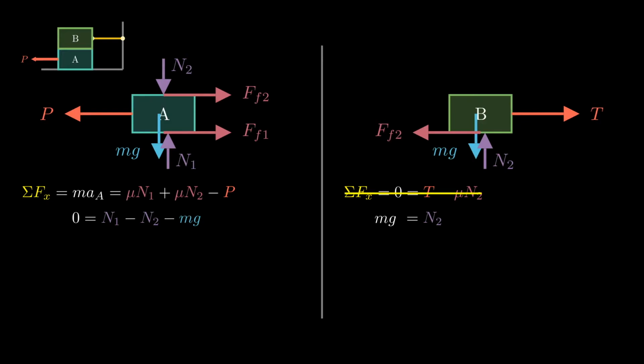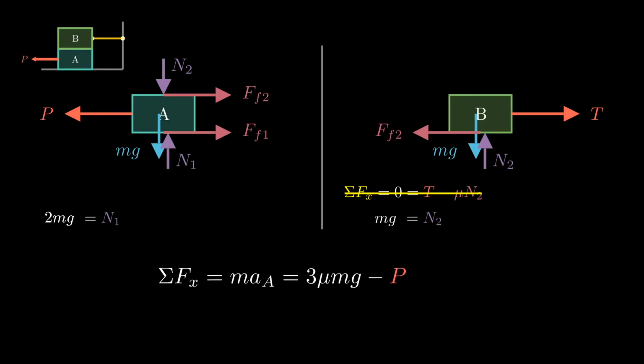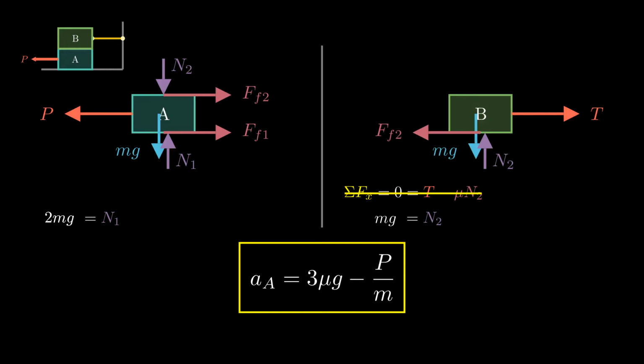Next, we can find N1 using the y-coordinate equation for block A, since we now know N2. It comes out to 2mg. Substituting all of that into the x-coordinate equation for block A, we can rearrange, and find that the acceleration is 3 mu g minus P over m. Again, assuming that rightwards is positive.